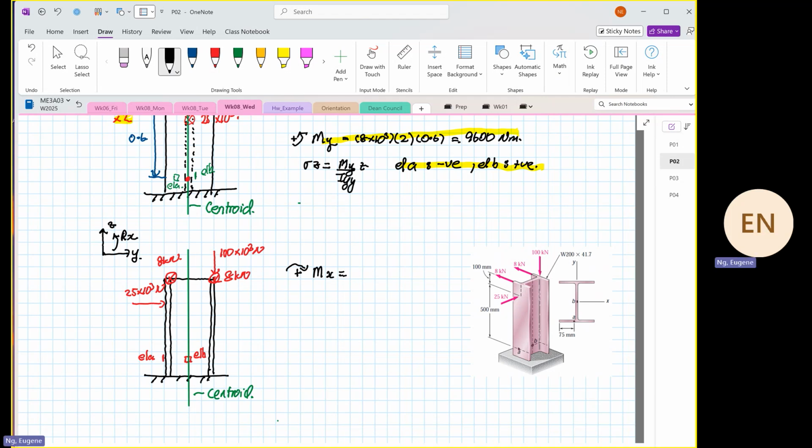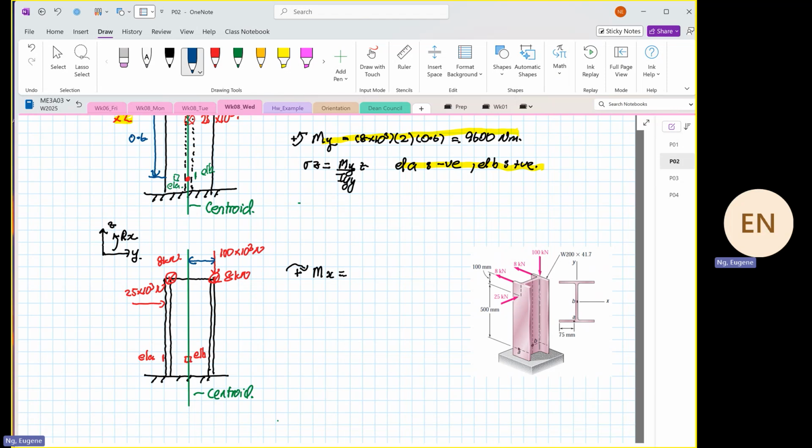Now, again, the rules that I told you: let's look at the 100 kilonewton. When the force is parallel to the centroid axis, what do you use? You use this distance over here. Are we clear? For the 100 kilonewton, when the force is parallel to the centroid axis of interest, the perpendicular distance is to the centroid.